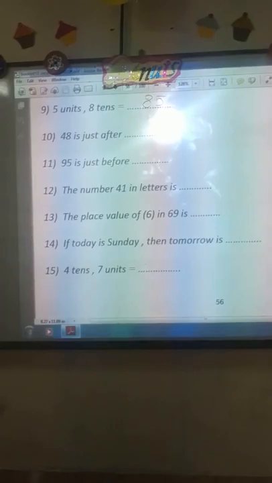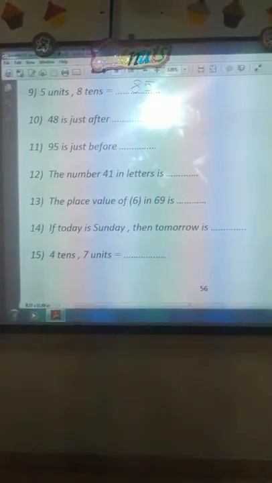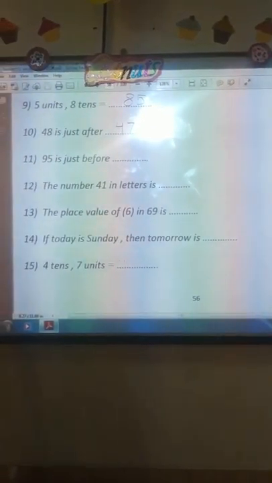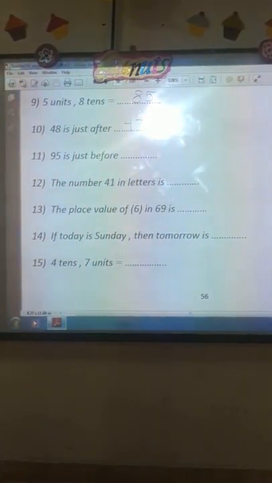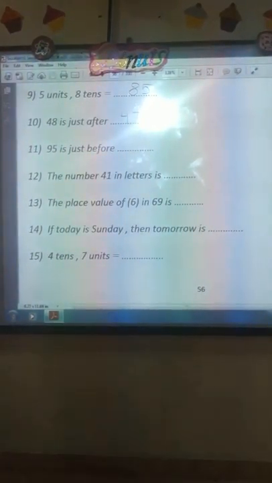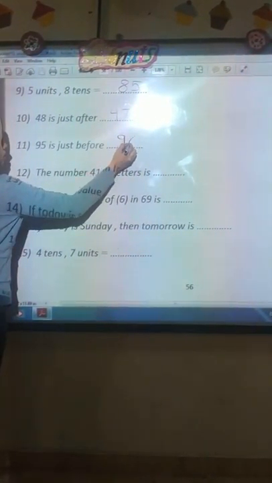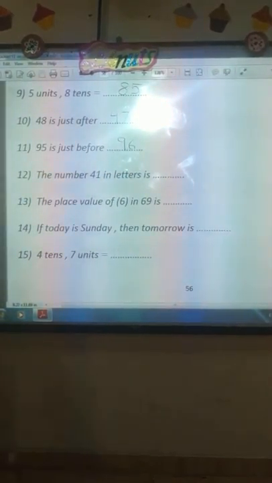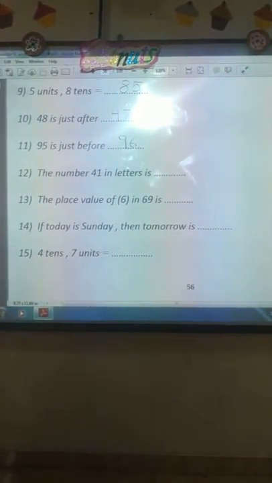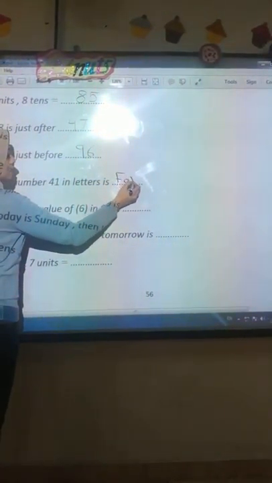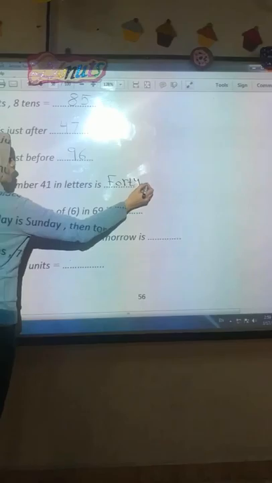48 is just after 47. Because after 47, 48. 95 is just before 96. Because before 96 is 95. The number 41 in letters is, that's so easy, 41.